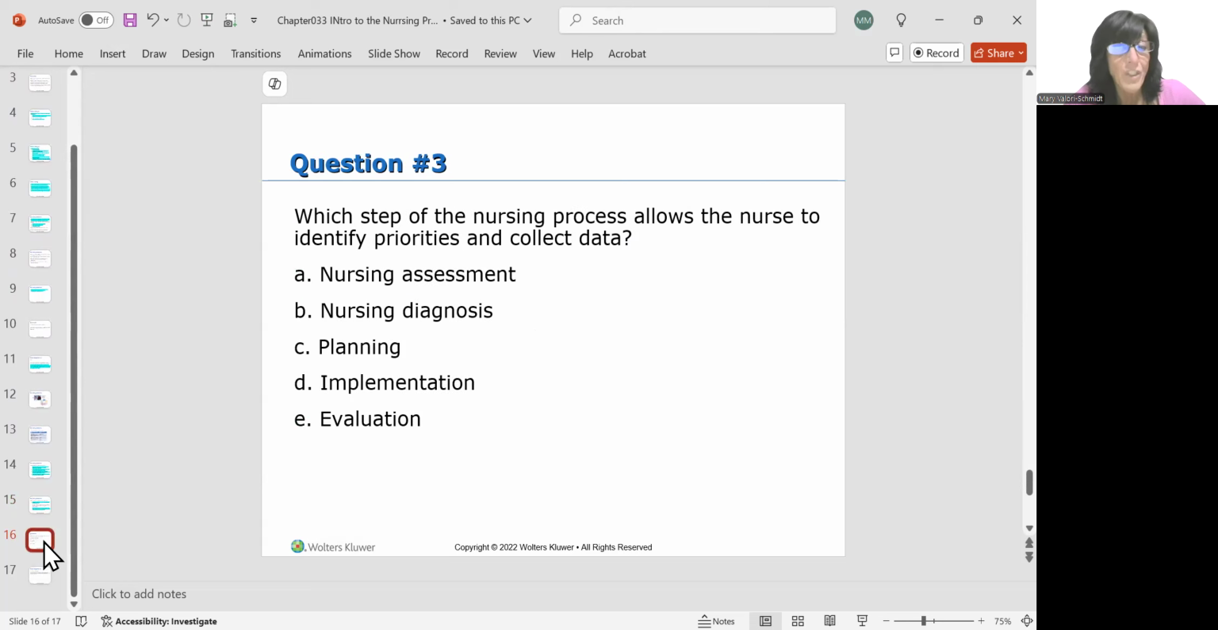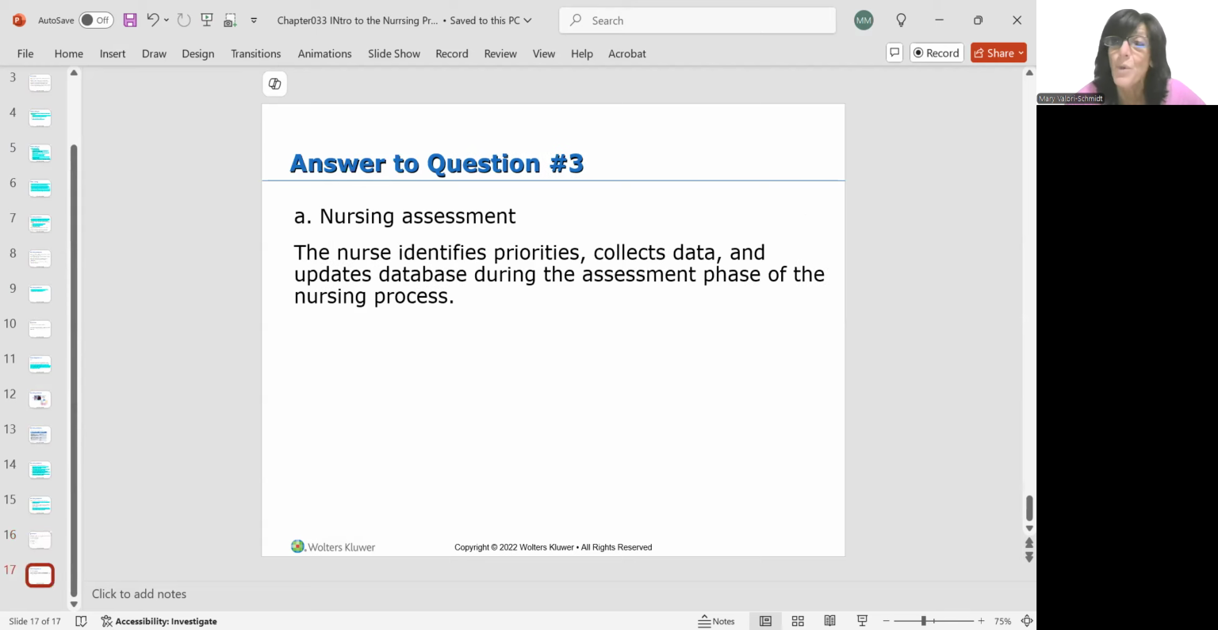So, another question. Which step of the nursing process allows nurses to identify priorities and collect data? Collection of data, information. If you said nursing assessment, you would be correct. That's where we go in, we collect data, information, right? That's the assessment portion of the program. And then we can move on to figure out what that patient needs. Okay. So that's the nursing process.